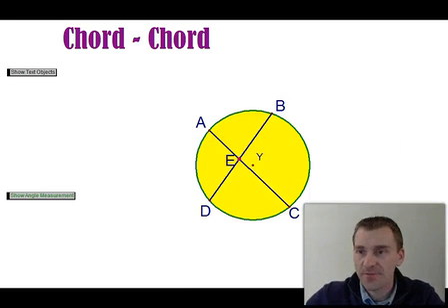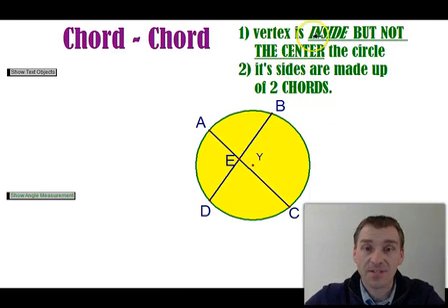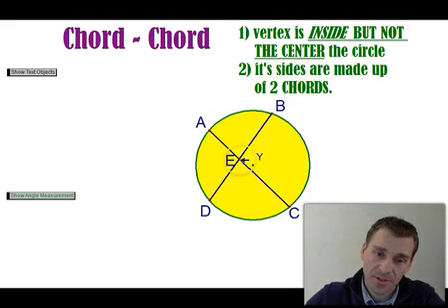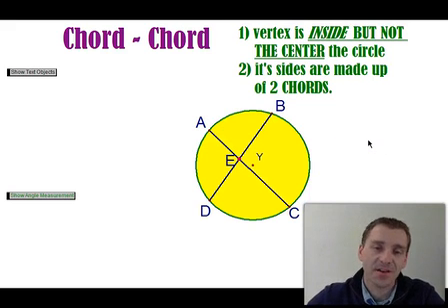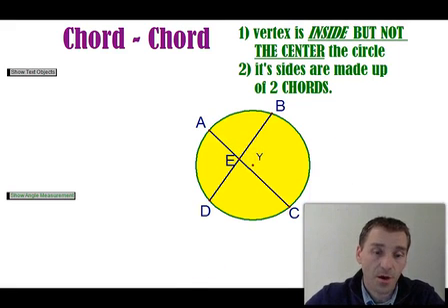Here's your definition of chord angle. I'd write it in my foldable flap if I were you. The vertex is inside, but not the center. And its sides are made up of 2 full chords that intersect right there in the circle, but not at the center. So the question is, what's the measure of this chord angle, right there?